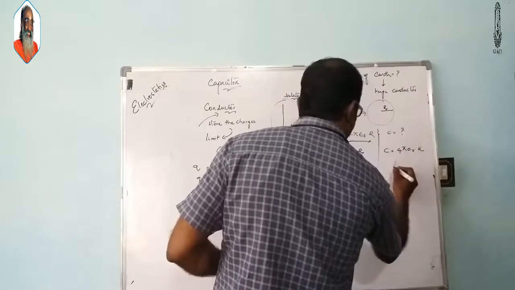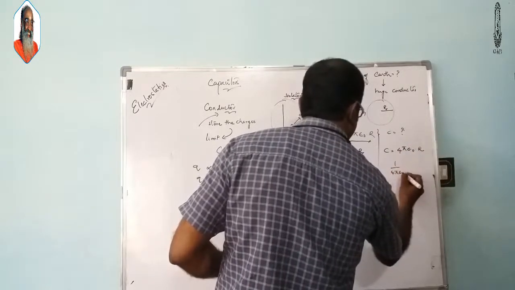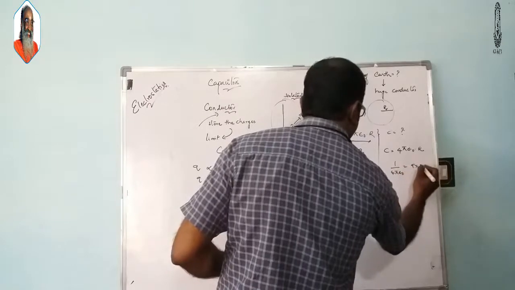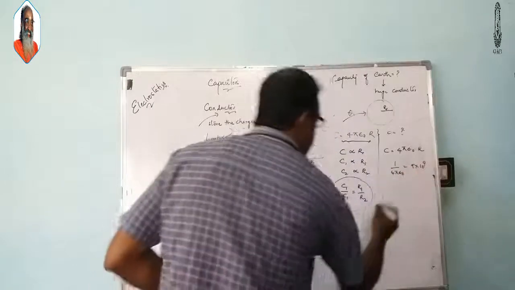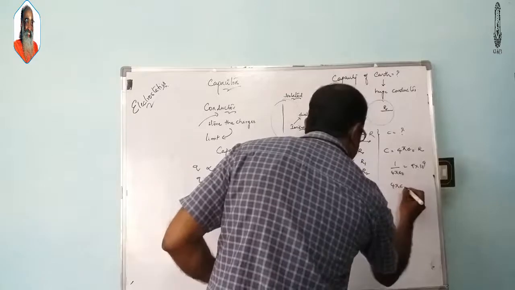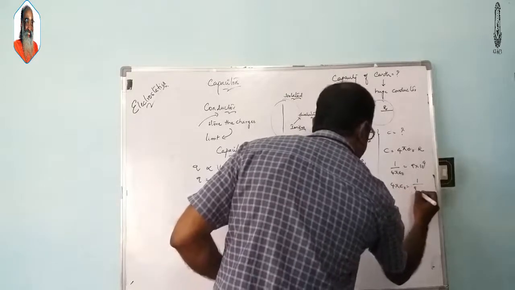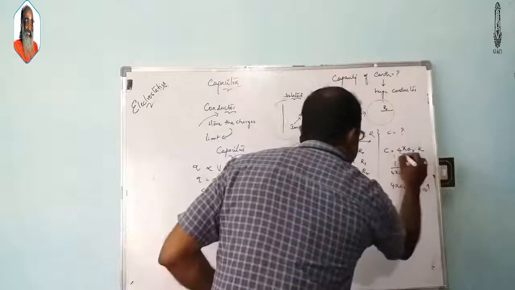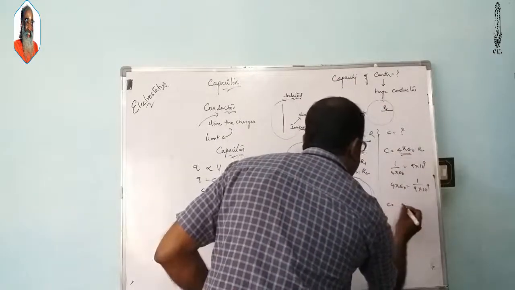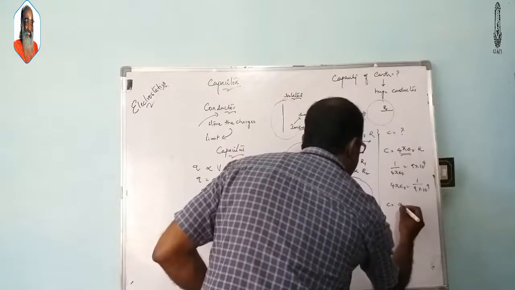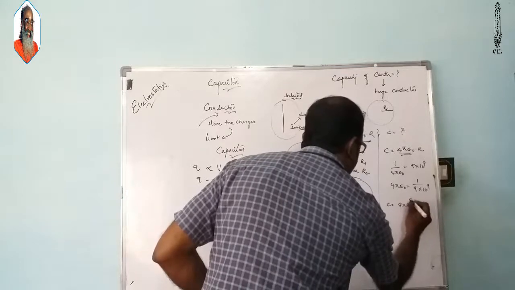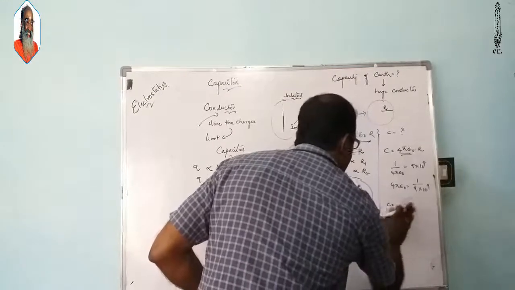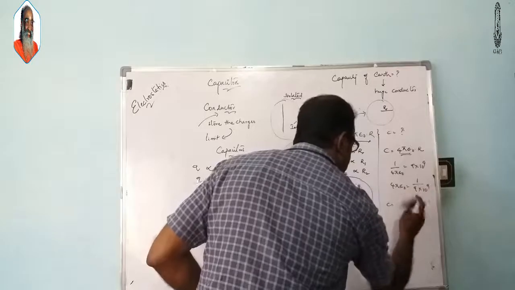And we know 1 by 4 pi epsilon naught is 9 into 10 to the power of 9. So 4 pi epsilon naught is equal to 1 by 9 into 10 to the power of 9. So instead of 4 pi epsilon naught, we can write 1 by 9 into 10 to the power of 9.